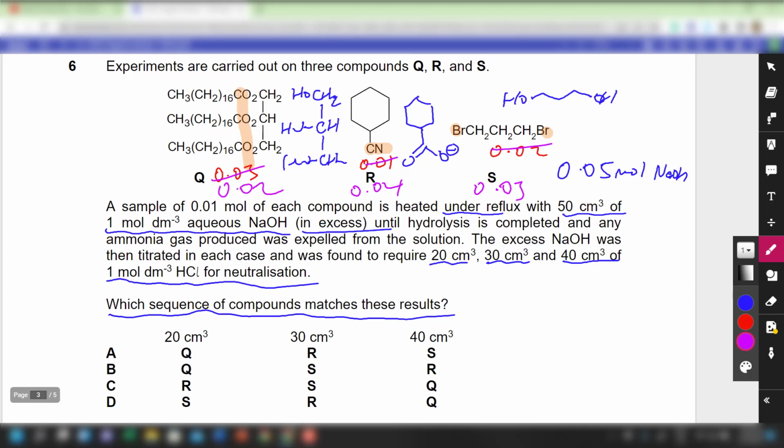Yep, and with that, given 1 molar HCl for complete neutralization, for Q I will need 20 cubic centimeters, so I will choose options A or B. For R, I will need 40 cubic centimeters, and that only agrees with option B. And for S, 30 cubic centimeters, so that only agrees with option B. So for question 6, I will choose option B as the option.